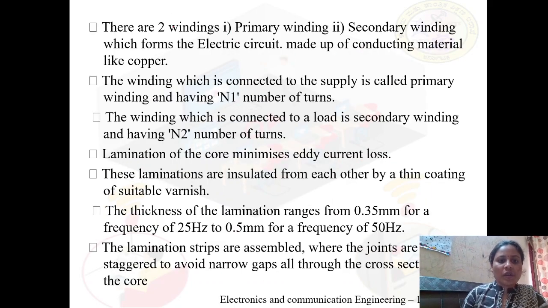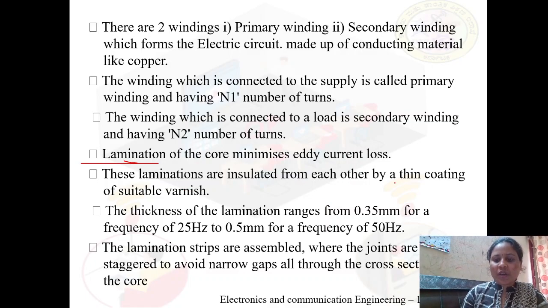Coming to the windings, we call them the primary winding and the secondary winding, P and S windings. The primary winding has N1 number of turns, and the secondary winding has N2 number of turns. The core has a laminated structure. These laminations are used in order to reduce the eddy current losses, and they are insulated from each other by a thin coating of suitable varnish.